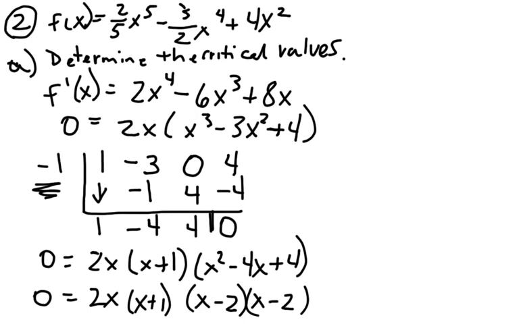Okay, so what are the critical values? They are x equals 0, negative 1, and 2, and that's from setting each one of these factors equal to 0. Now, it wouldn't be wrong to write the number 2 twice, but it's redundant because x equals 2 is a unique number, so it's not really necessary to write it twice. Okay, we're ready for part B.